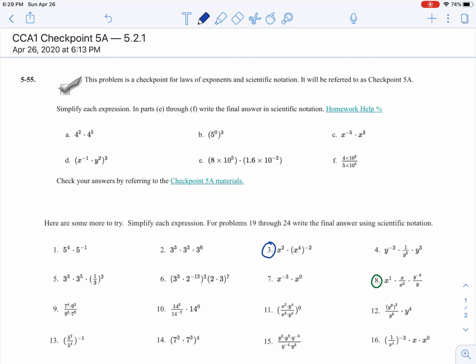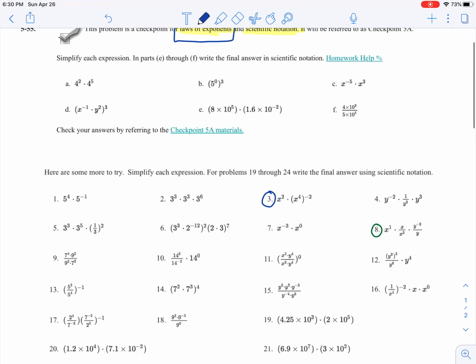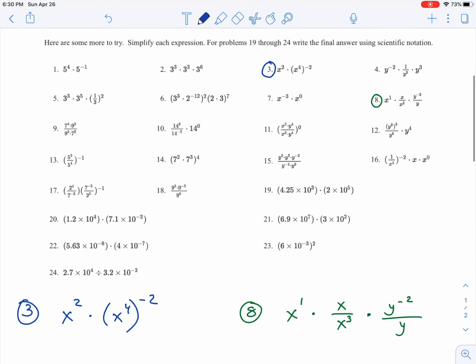Checkpoint 5A is about two topics: the laws of exponents and scientific notation. This video will talk about some examples of the laws of exponents, and scientific notation is in a different video. Let's look at two of the materials problems, problem 3 and problem 8.